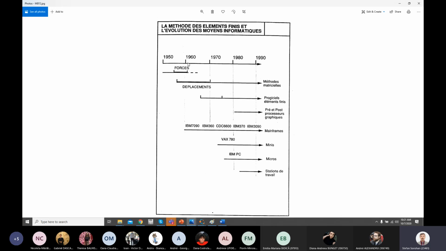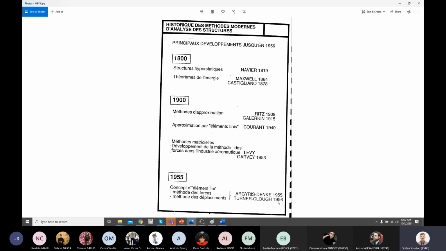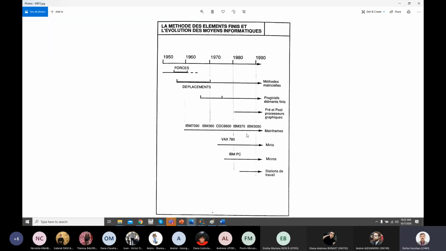Then another picture here. So the force method in strength of materials was developed after the Second World War, and after that the displacement method was also developed, and the displacement method was the source of the finite element method, which was started, as I told you, around 1960. Then the finite element. Sorry, yeah.